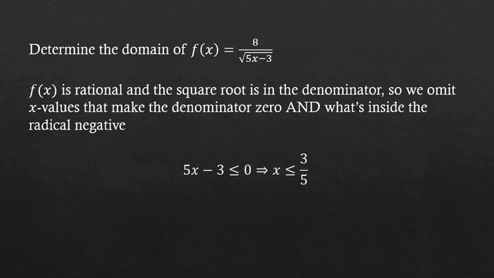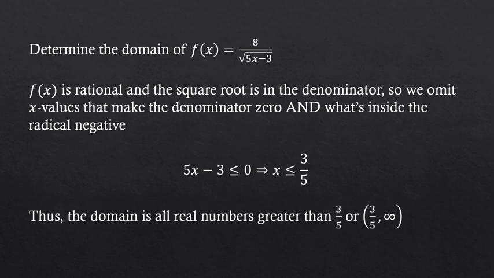So to wrap up this problem here, these right here are all the x values that we have to throw out. We can't have any x value less than or equal to 3/5, which means the domain is all real numbers greater than 3/5, or in interval notation, 3/5 comma, positive infinity.